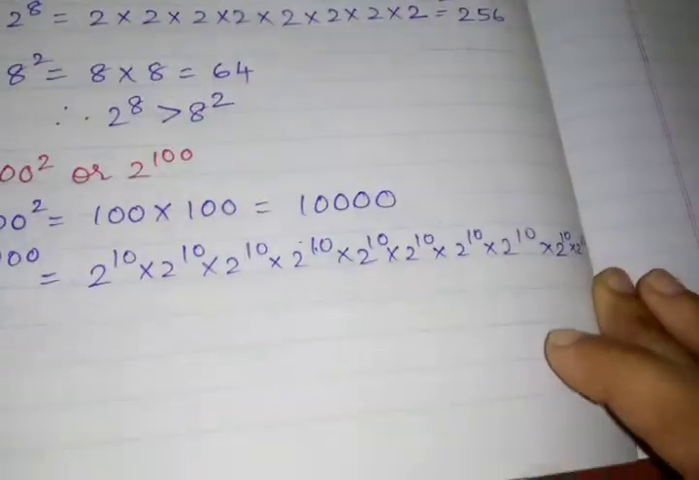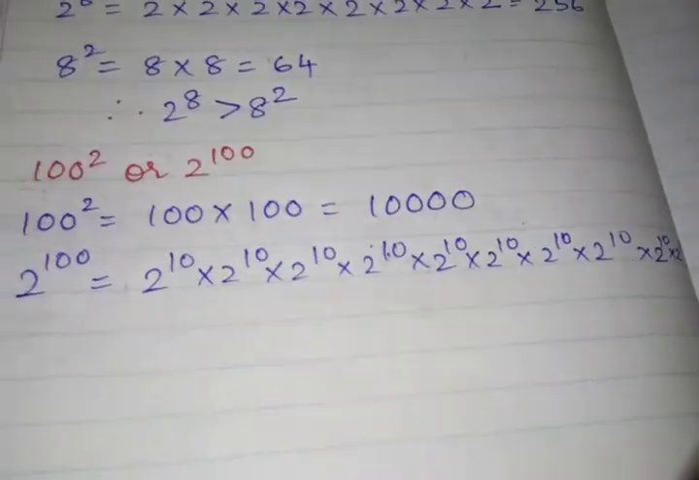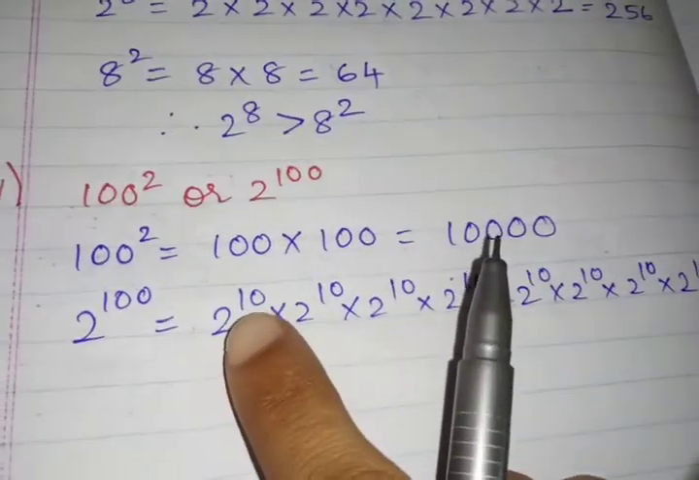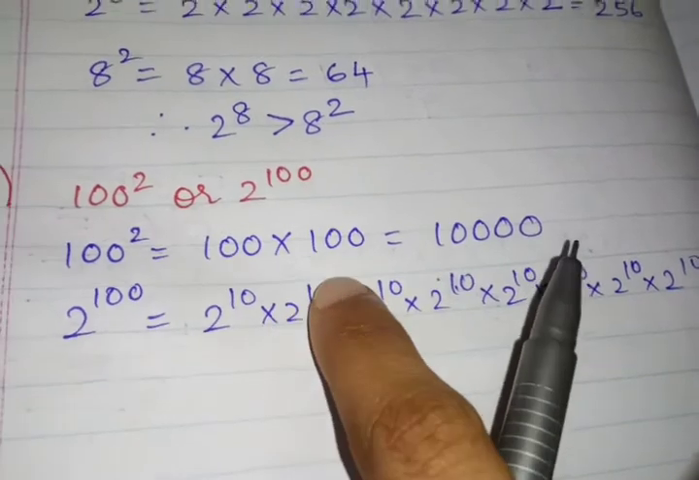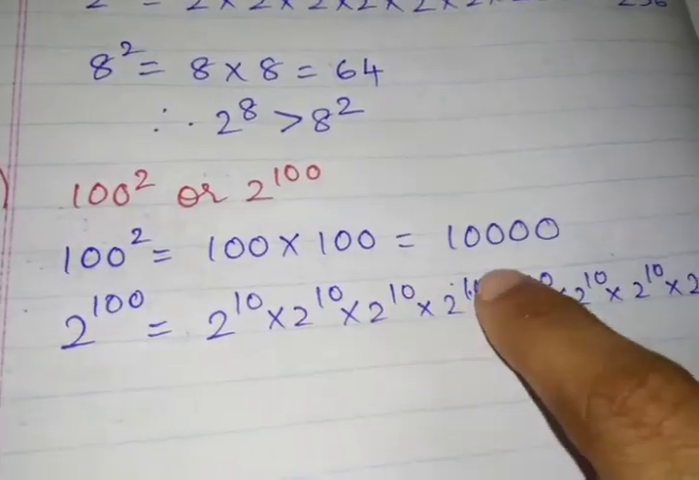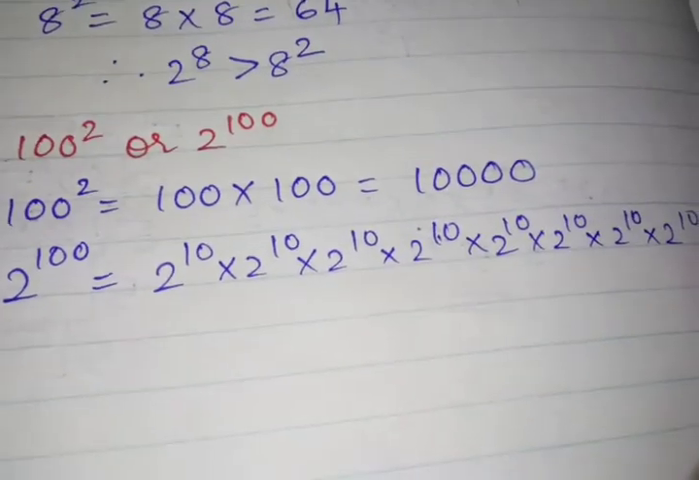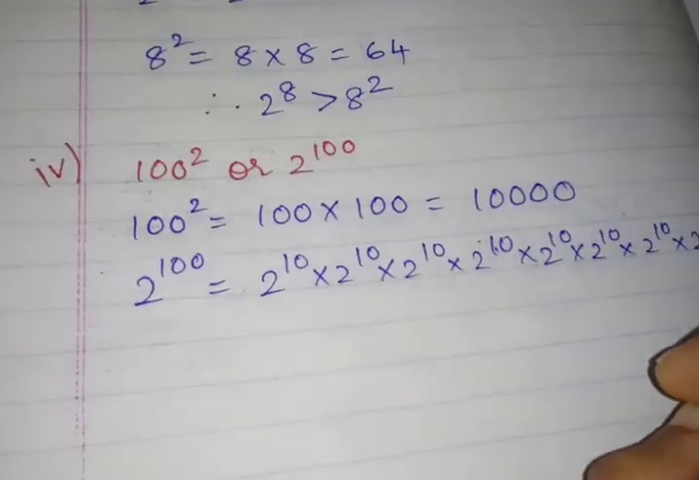Actually, this method I will teach you in the next session, so it will be more clear. So 2 power 100 can be written as 2 power 10 into 2 power 10 into 2 power 10 into 2 power 10. 10 times you should write this 2 power 10. Only then you will get 2 power 100.